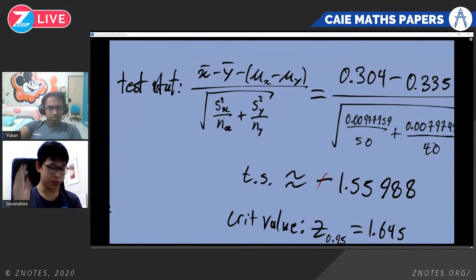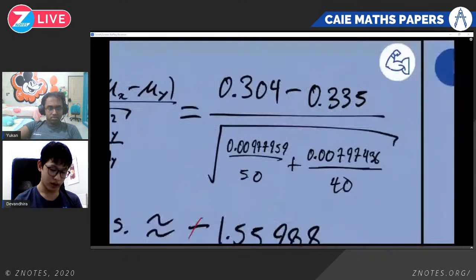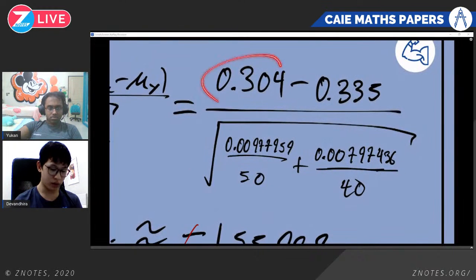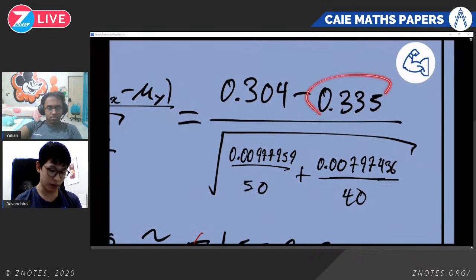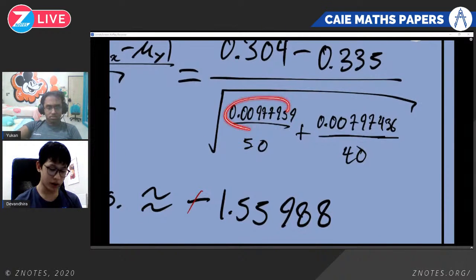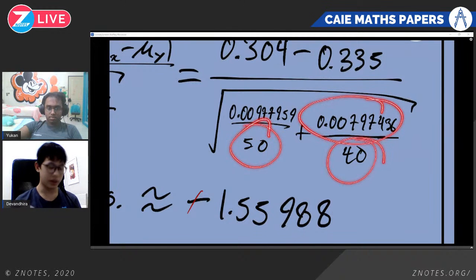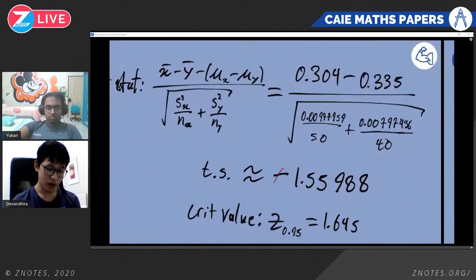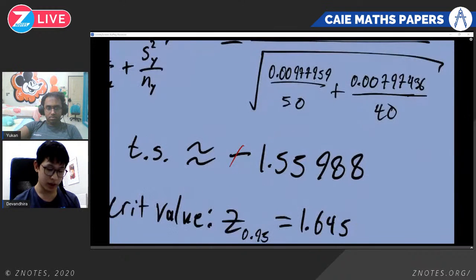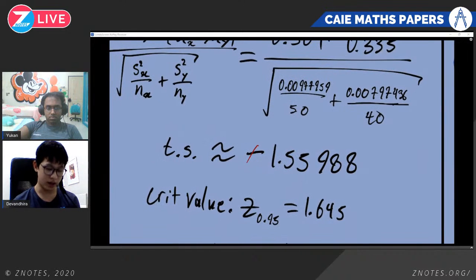So we can just put all the values that we know in. We have 0.304, which is our x bar. This is our y bar. And this is our s squared, our variance in x. The number of samples in x. This is for y and also for y. Same thing basically. Once you compute this, you should be getting negative 1.55988, and so on if you have a better calculator. In other words, this is our test statistic.